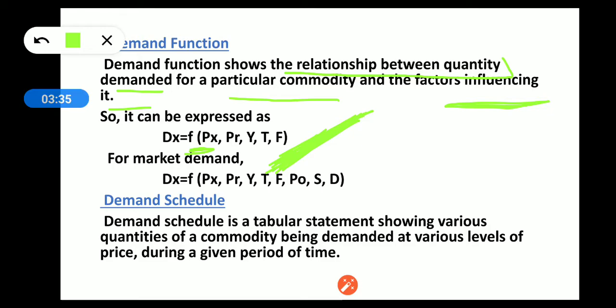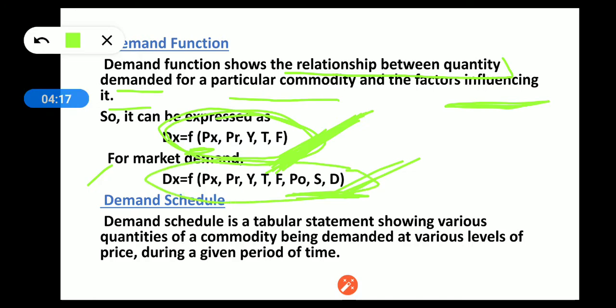Now for market demand. So this is about individual demand. So this is the individual demand function: Dx equal to f(Px, Pr, Y, T and F). Now for market demand, we have to add something, that is Pos, S and D. Pos means the population of the country. So if population increases, demand increases. S is what? Seasons and weather. D means the distribution of income. So if income is distributed equally, then demand rises. So these are the determinants of the demand. So this is the market demand function and this is the individual demand function.